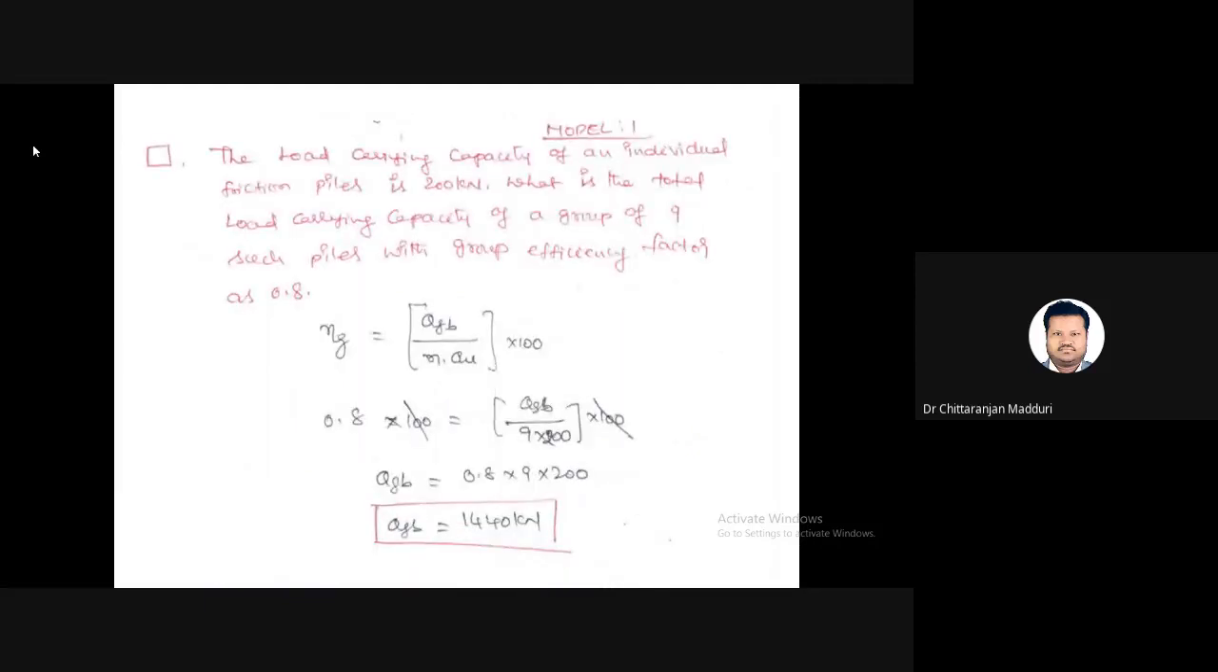So a problem is given here. The load carrying capacity of an individual friction pile is 200 kilonewtons. What is the total load carrying capacity of a group of 9 such piles with the group efficiency factor as 0.8? So group efficiency factor is equal to 0.8. We need to find the group capacity by considering block failure. So group efficiency is equal to group capacity by considering block failure divided by individual pile failure. Individual pile failure is equal to n into the ultimate load carrying capacity of a single pile. So 9 into 200. Finally we will get the group capacity by considering block failure equal to 1440 kilonewtons.